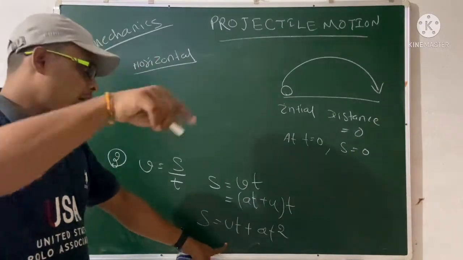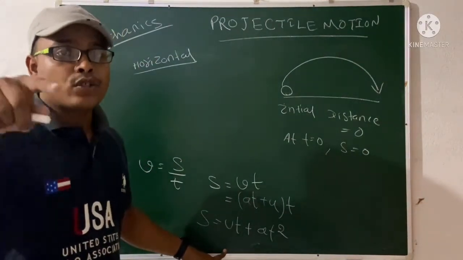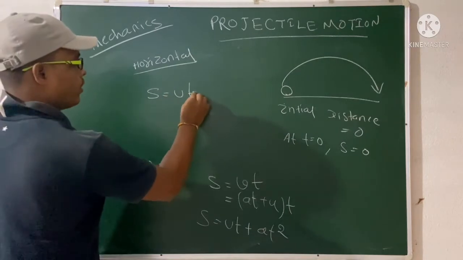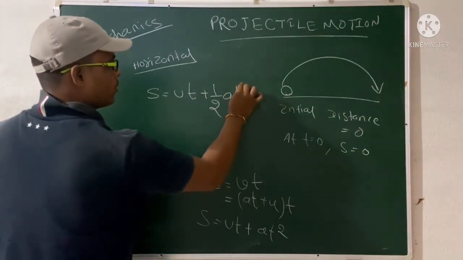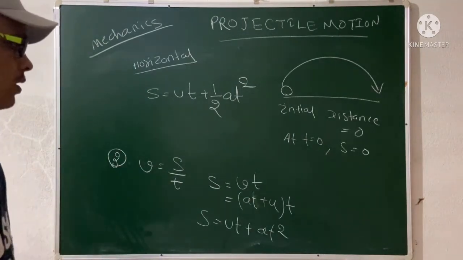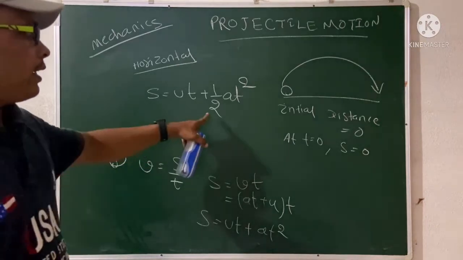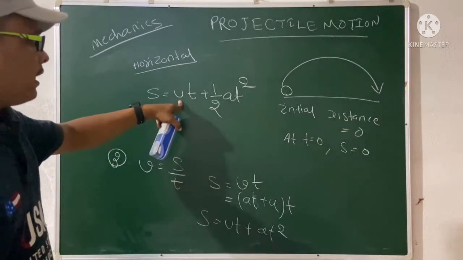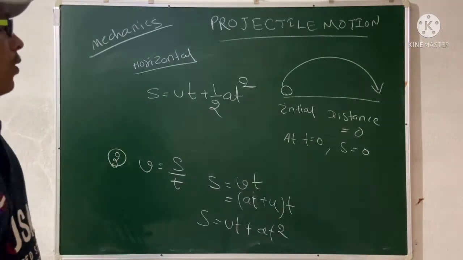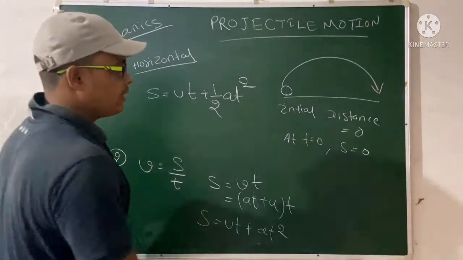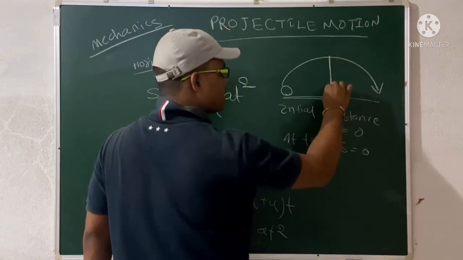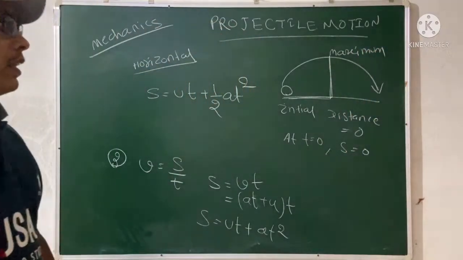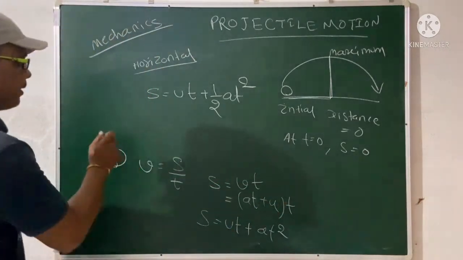Look at the velocity: v equals u plus at. That means there is some initial velocity, but there is no initial distance. So s will be ut plus half at square. Why have I written half at square? Because for the horizontal case we are discussing the maximum path. Remember, I have given one important point.